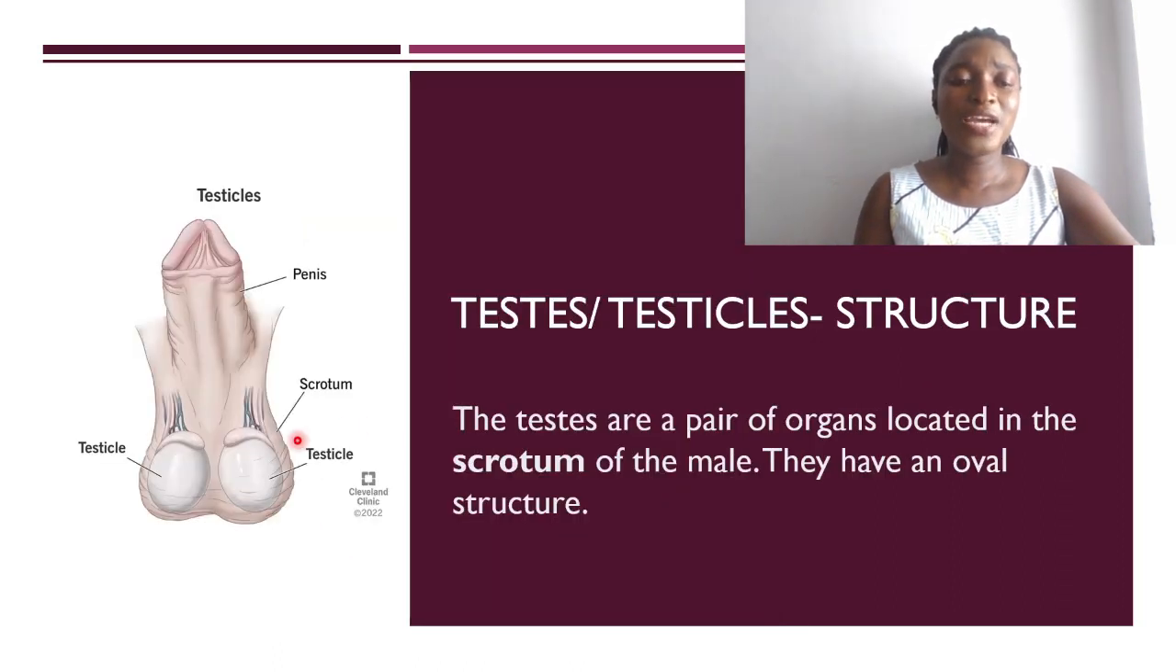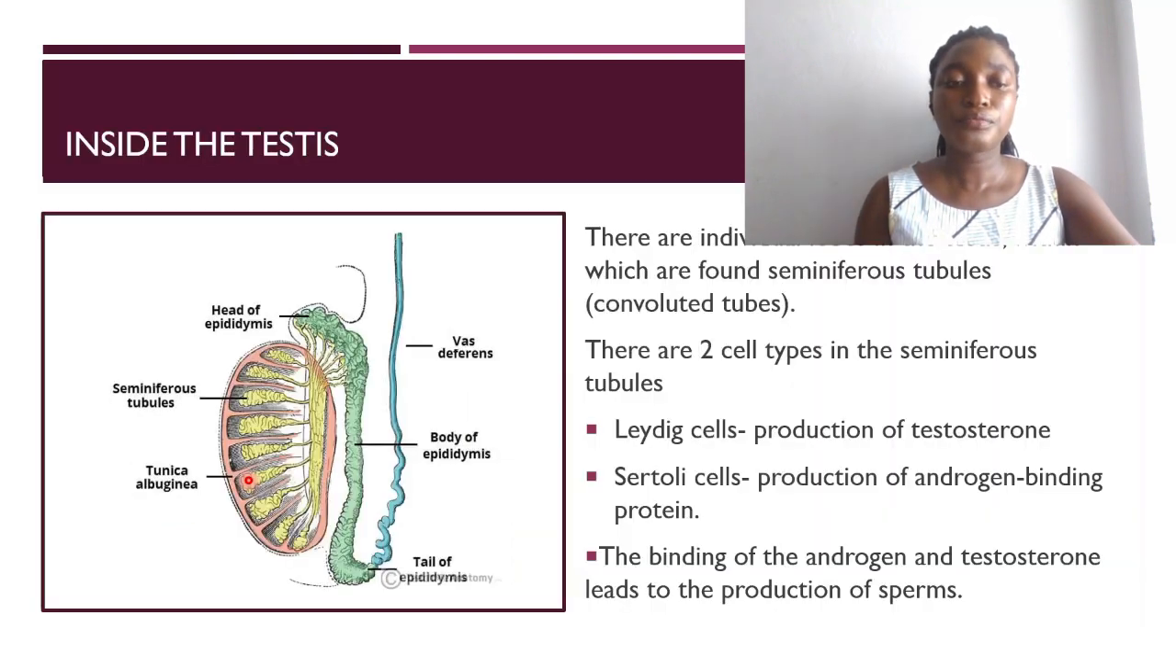Moving on, we'll look at the testis. The testis is singular with an I, and for plural, we have testes or testicles. So if you see testicle, it is referring to one, and testicles, two. These are a pair of organs located in the scrotum of the male. I've already mentioned the scrotum. They have an oval shape, and they have a role to play in the production of the sex cells and also the secretion of the male hormone, which is testosterone.